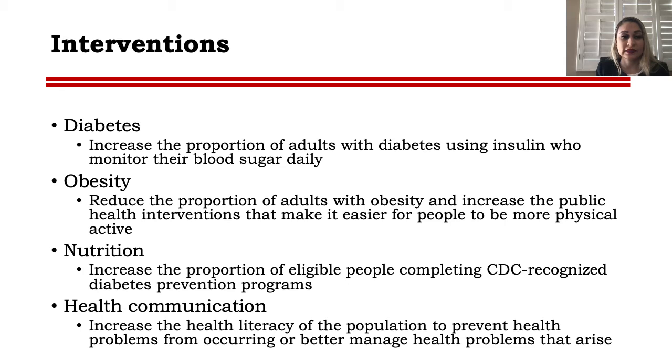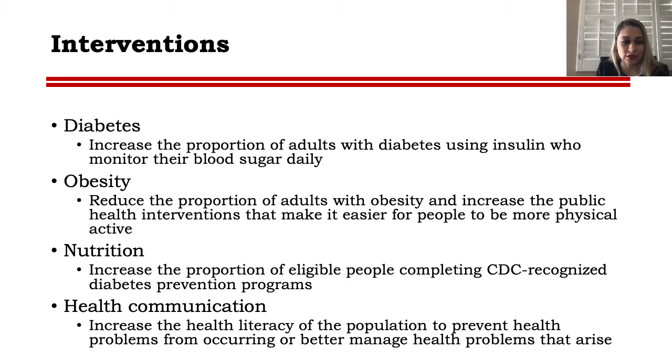To address diabetes, obesity, nutrition, and health communication, the following interventions were used. Diabetes. Increase the proportion of adults with diabetes using insulin who monitor their blood sugar daily. Obesity. Reduce the proportion of adults with obesity and increase the public health interventions that make it easier for people to be more physically active. Nutrition. Increase the proportion of eligible people completing CDC-recognized diabetes prevention programs.